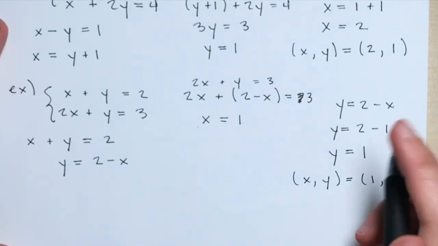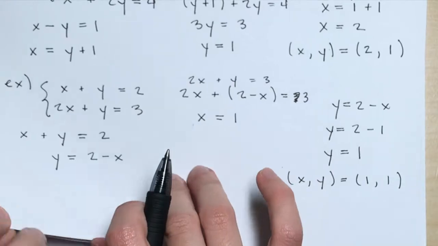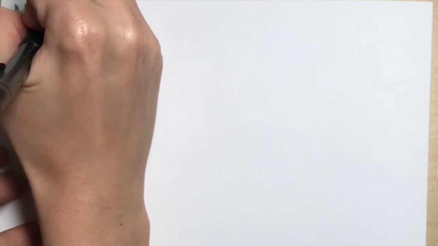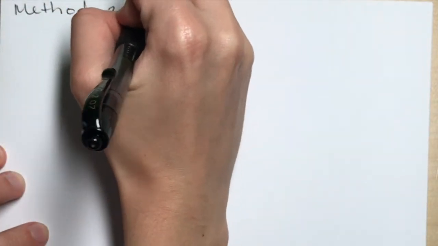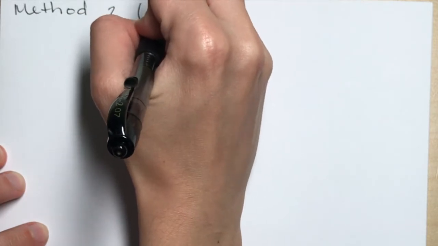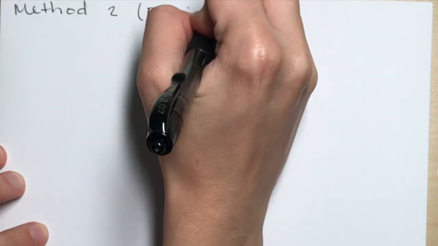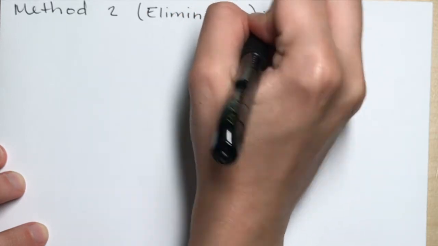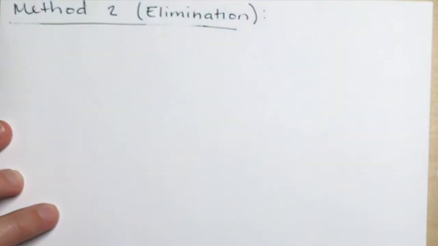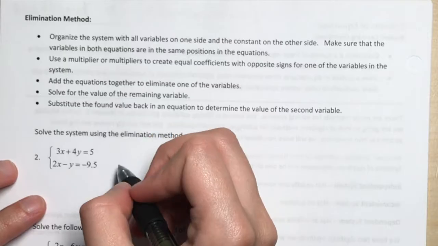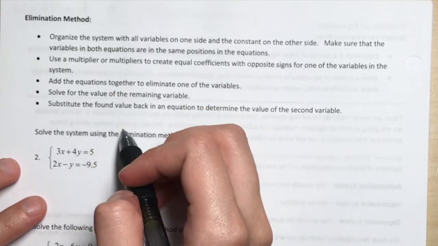Great, let's go ahead and talk about the second method. So method 2 is called elimination. This is also in the lab manual, so let's turn to that page. Let's take a look at this first one here and follow the steps that it gives us.